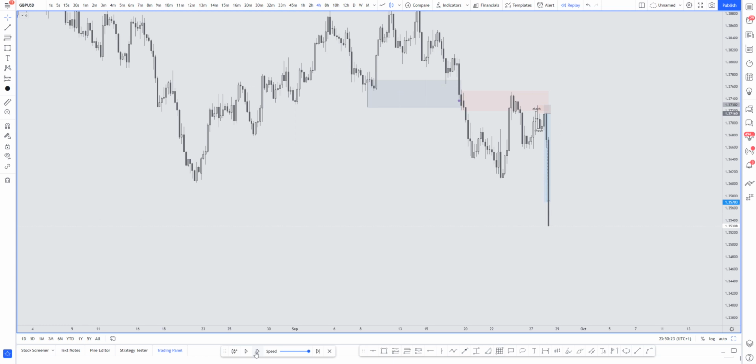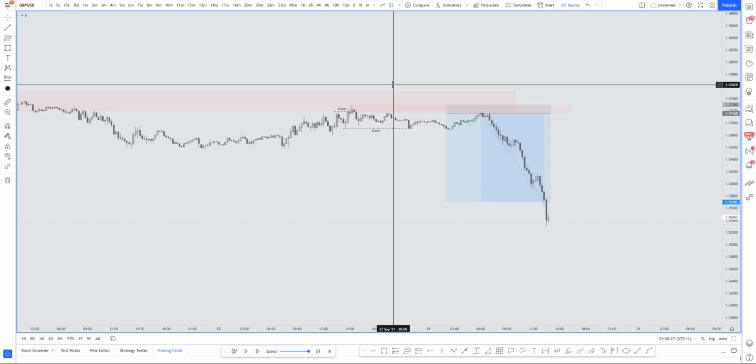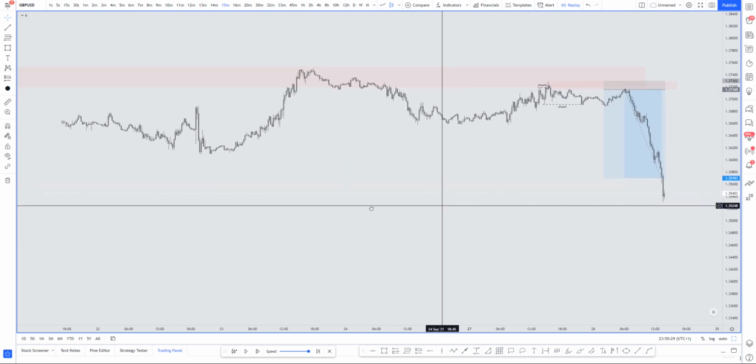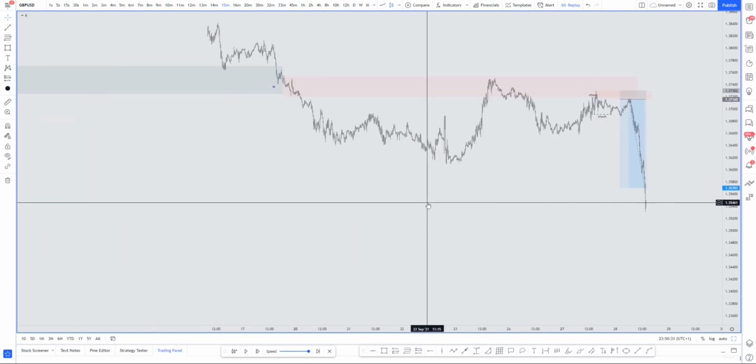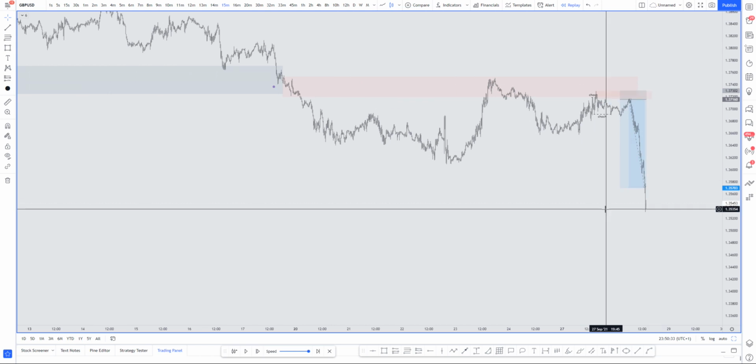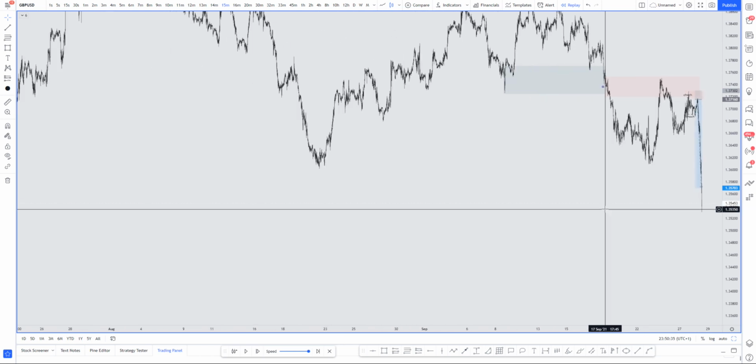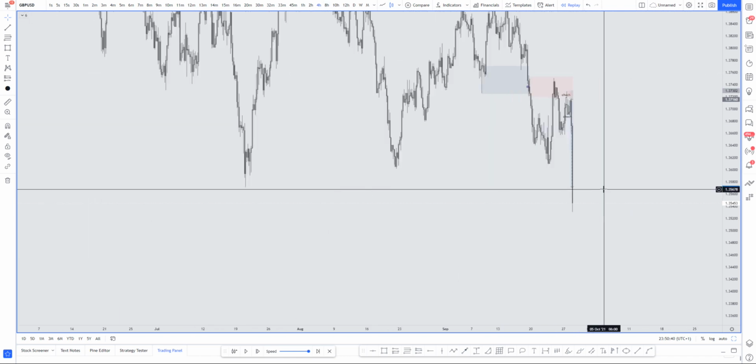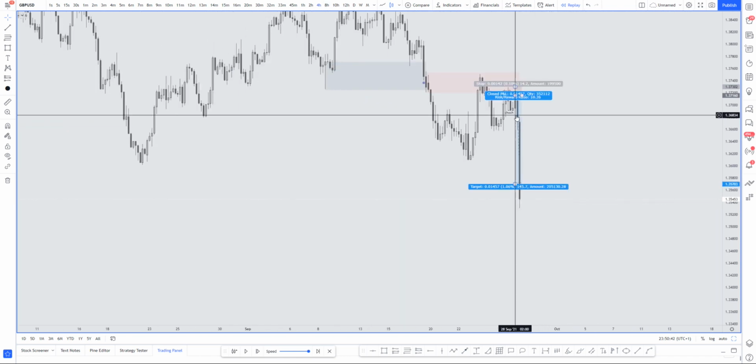GU is a pretty aggressive pair, so it should really have no need to return. I guess there's really no build up there with the 4-hour, but yeah, that's kind of how I'd frame up this trade, just looking at the higher time frame order flow. Now, we could do one more example on EU as well.